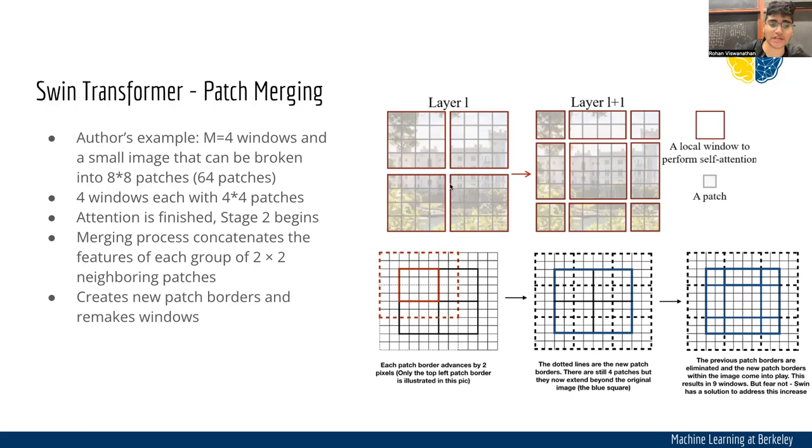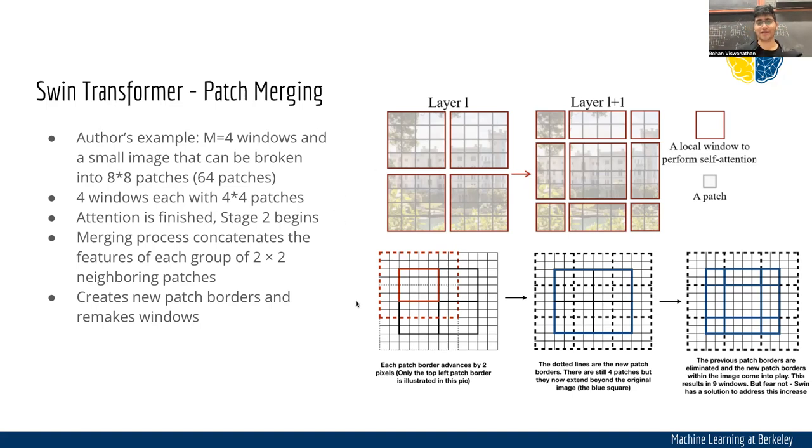Once the attention is finished, stage two begins. And the first thing we want to do is undergo a merging process where we concatenate the features of each group of 2x2 neighboring pixels. So each little 2x2 block, we want to concatenate into one smaller window. This creates new patch borders and remakes windows.